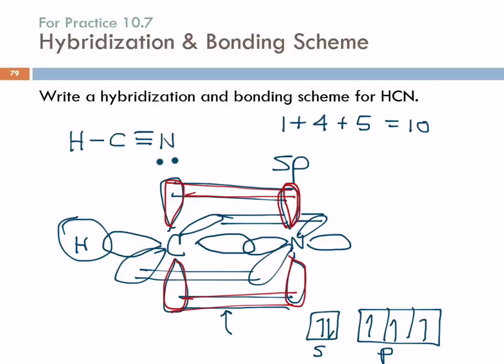So this one right here, sigma or pi? Pi, right? Okay, let me show you something here. If you look at that sideways, does that look like pi? I don't know if that'll help you remember it or not. Those are pi bonds. That's a pi bond, and what's getting overlapped there? On the carbon, what orbital? Just a p. And on the nitrogen, a p.